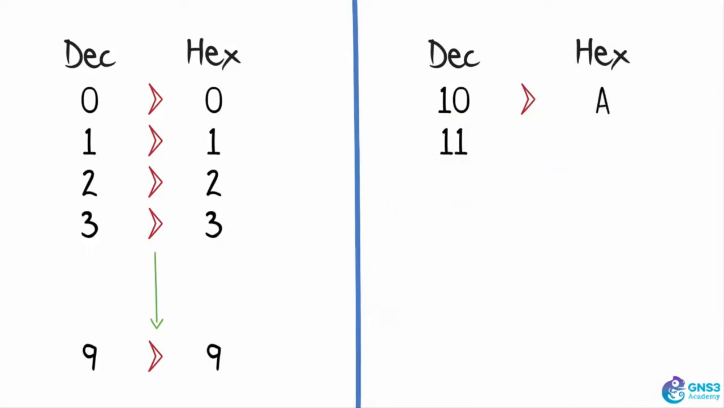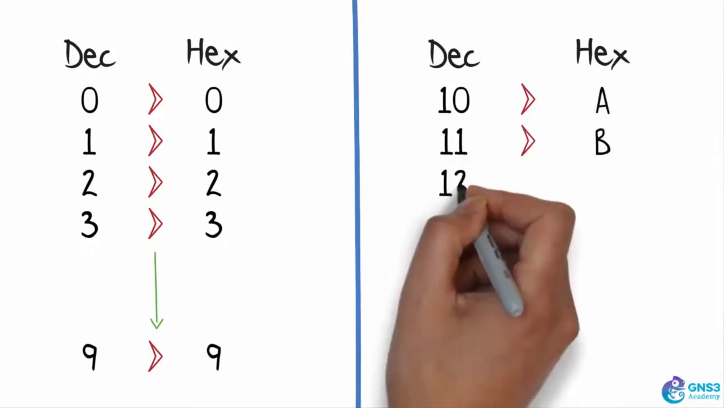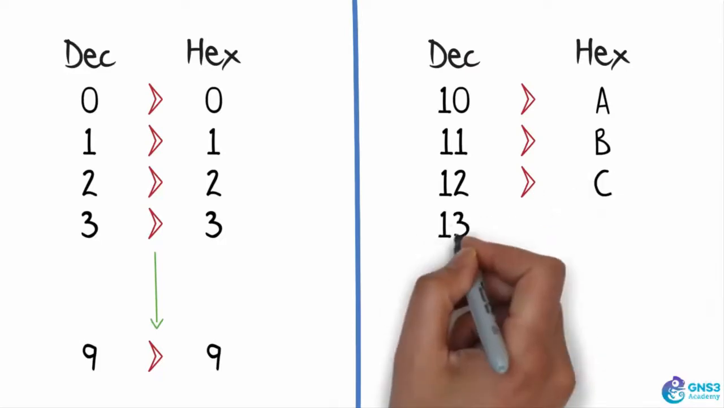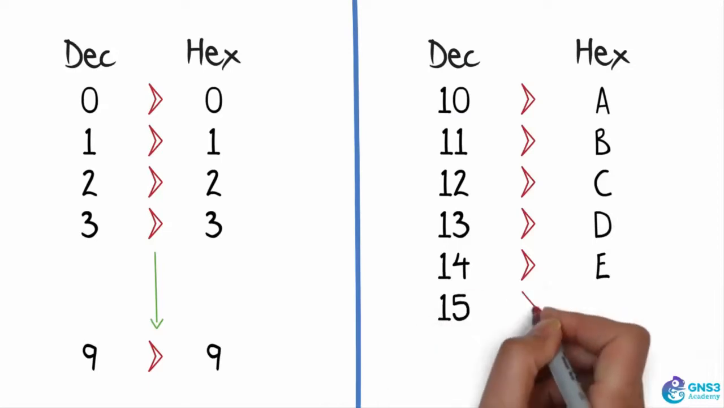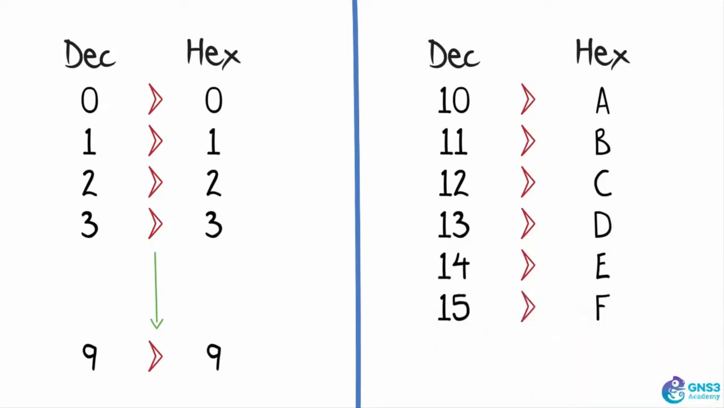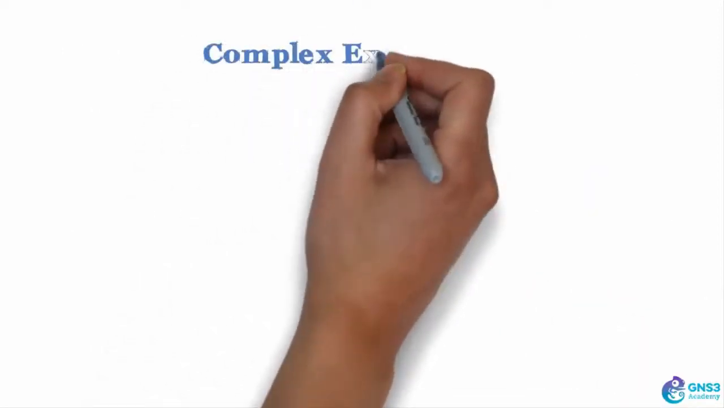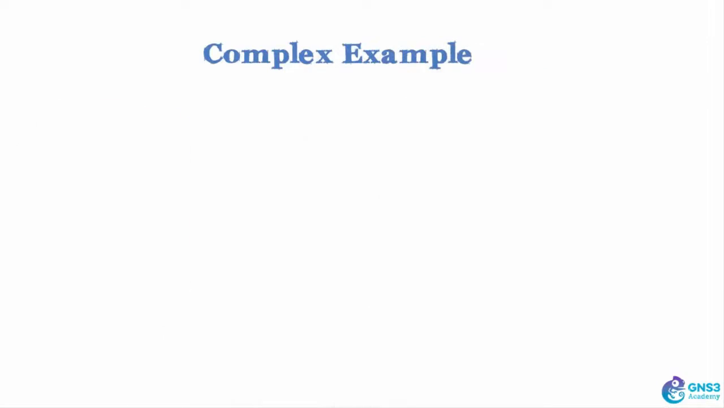A decimal value of 10 equates to a hexadecimal value of A. Decimal 11 is hexadecimal B. 12 is C. 13 is D. 14 is E. 15 is F. That's what you need to remember. So doing a more complex example once again. What about 224 in decimal?